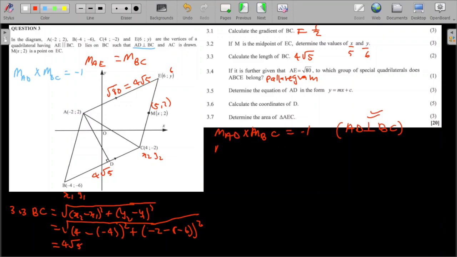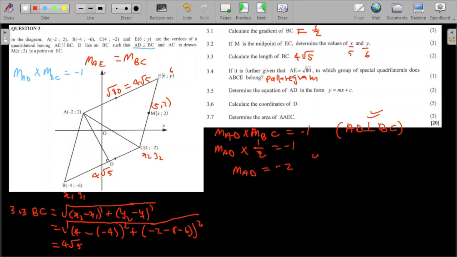So what is the gradient here? I'm looking for the gradient of AD. This one is times 1 over 2, equals negative 1. So the gradient of AD is going to be negative 2.